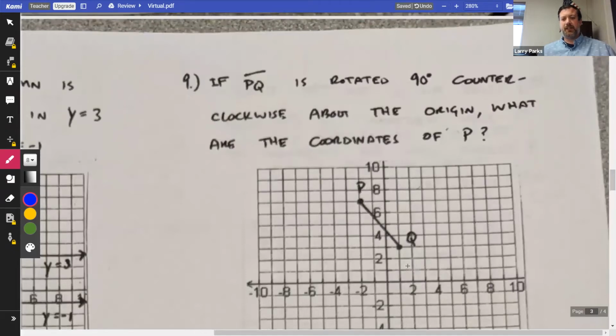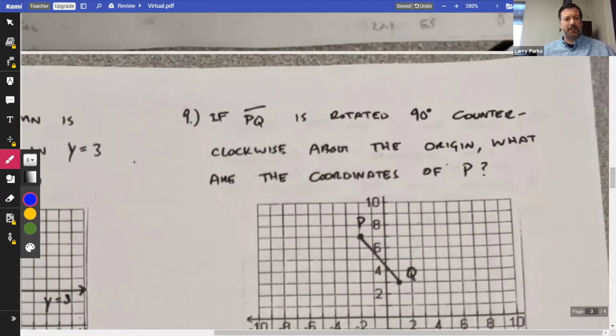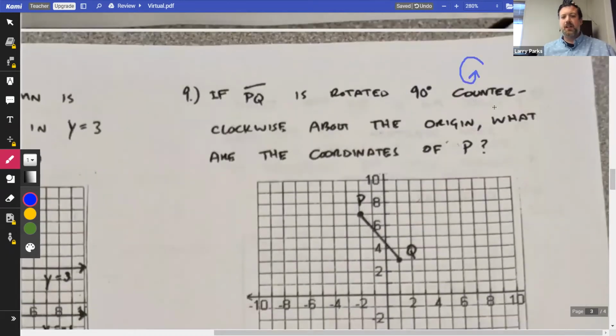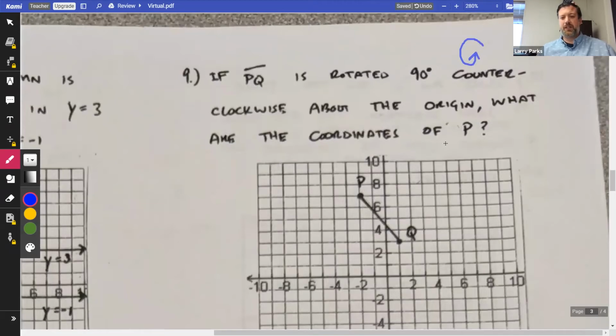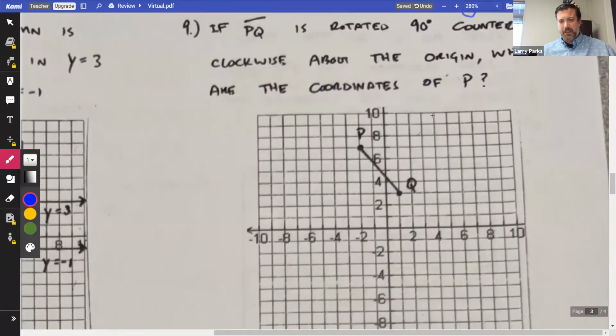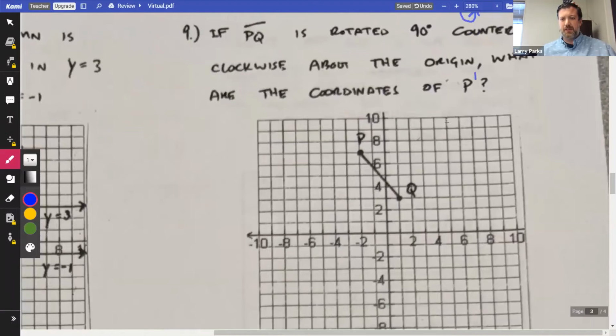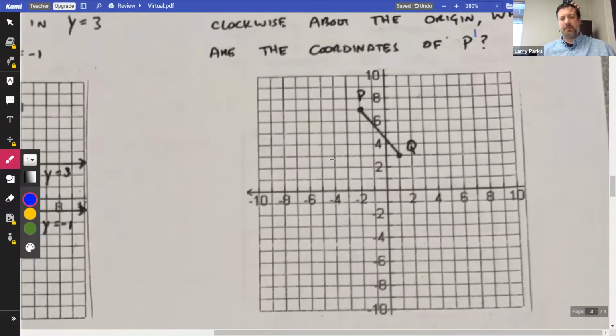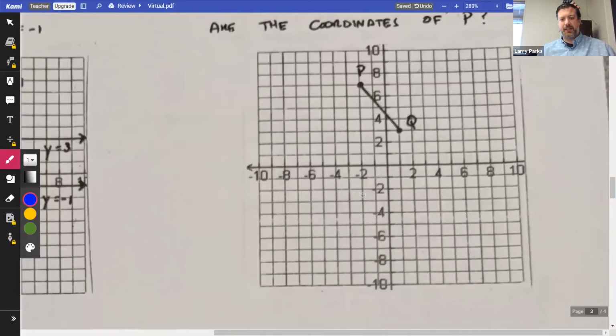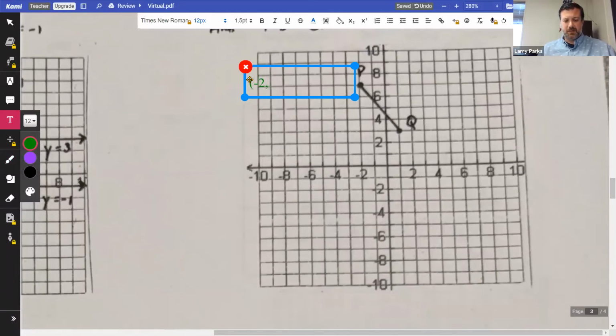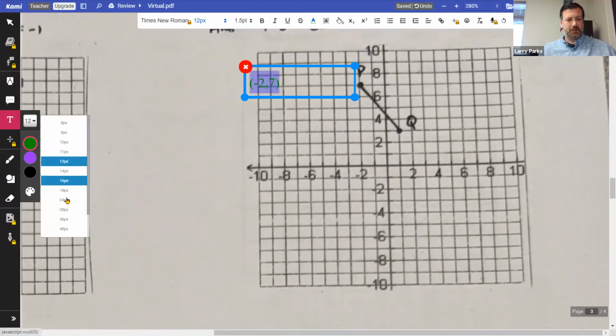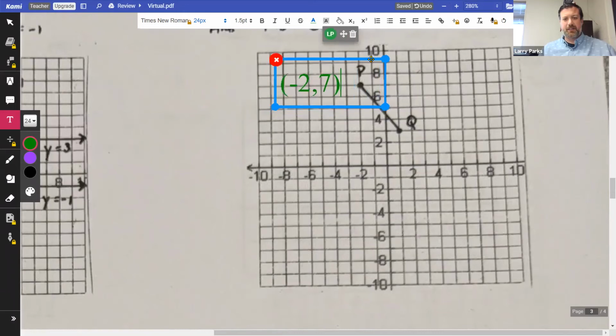If PQ is rotated 90 degrees counterclockwise, what do you think? Counterclockwise, clock's like this, so counterclockwise would be like that. Okay. About the origin, what are the coordinates of P? I think they mean P prime. So P is going to end up counterclockwise, 90 degrees. It's going to end up here. It was at -2, 7.